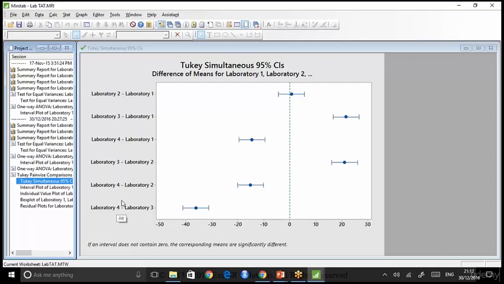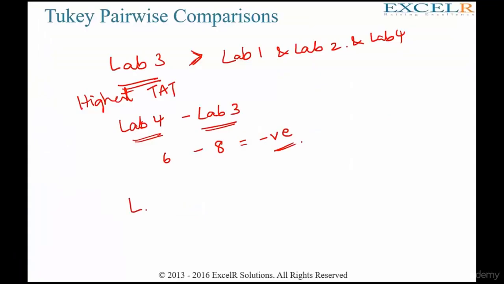What does that imply? That implies that lab 4 has the least turnaround time. Hence proven. Now we know which lab has the least and which lab has the highest. Go back to your management, explain it to them, and try to take necessary corrective actions. Devise your strategies around this.